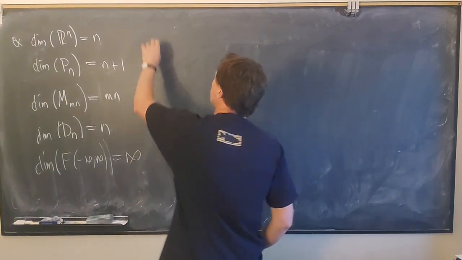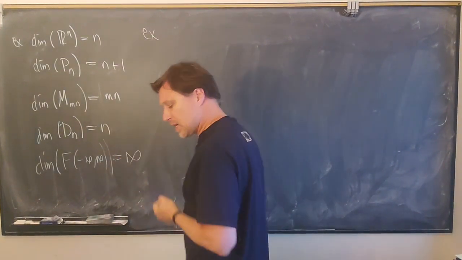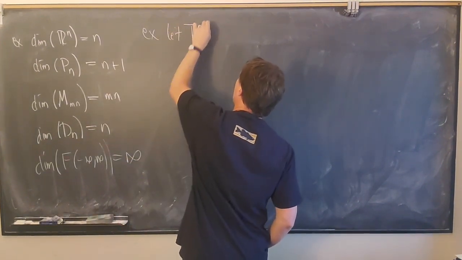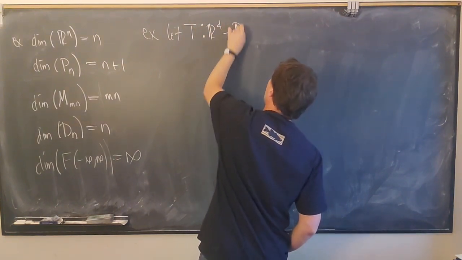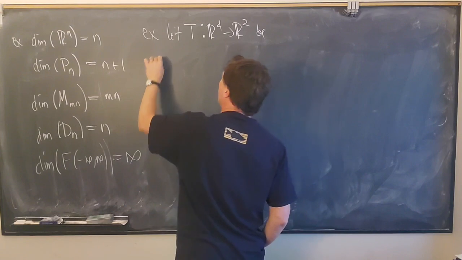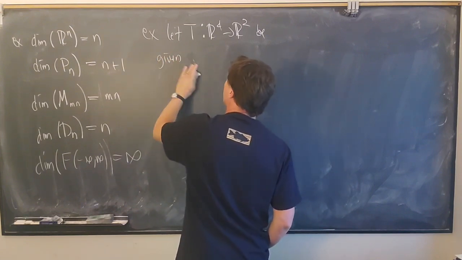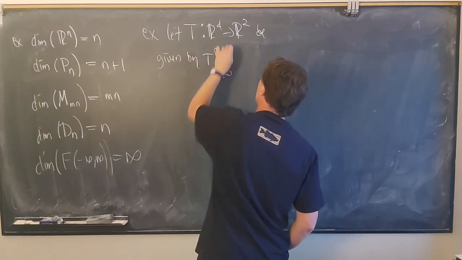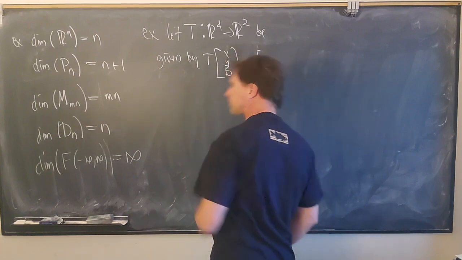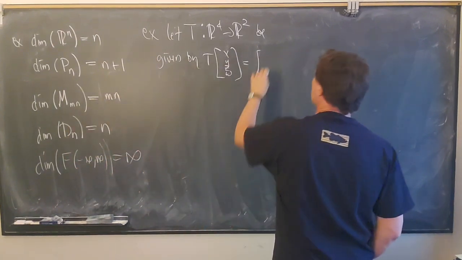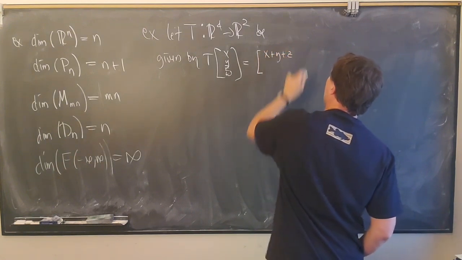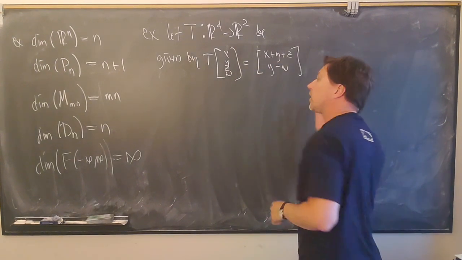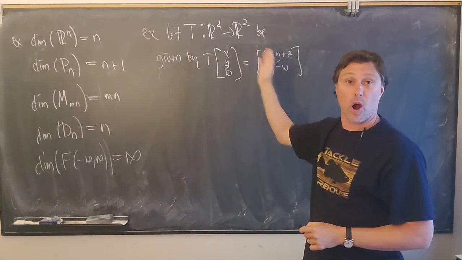Okay, so now let's do an example of a vector space that we haven't seen before. So let's let T from R4 to R2 be given by, so I'm going to write down the formula for a linear transformation. It'll be given by T of (x, y, z, w) equals, and the formula here is going to be (x plus y plus z, and y minus w). All right, so here you can check this is a linear transformation from R4 to R2.